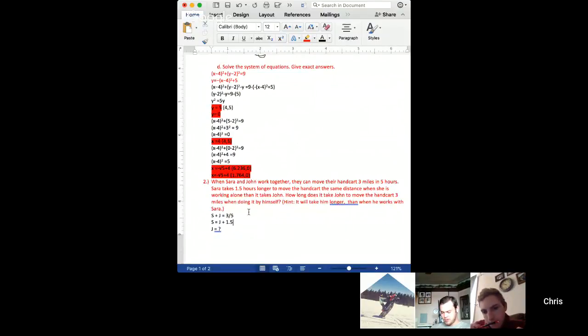When Sarah and John work together, they can move the handcart 3 miles in 5 hours. Sarah takes 1.5 hours longer to move the handcart the same distance when she is working alone than it takes John.